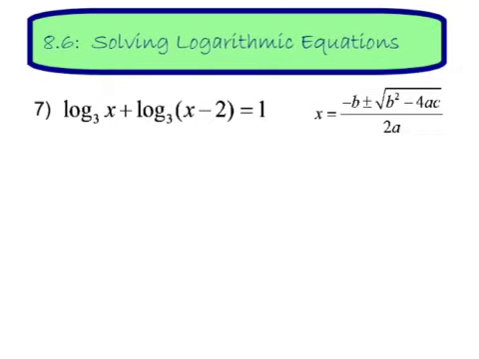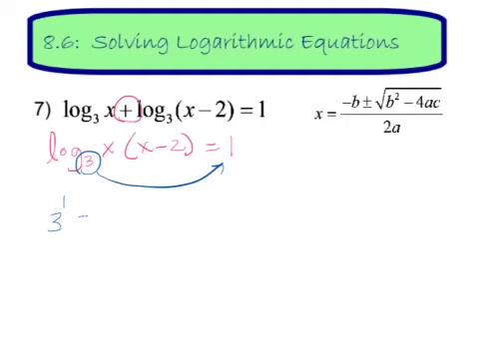And here we have one last example involving the same concept. We're going to condense into one logarithm, log base 3 of x times x minus 2 equals 1. And once we have it down to one logarithm, we want to write it into exponential form. So 3 to the 1 power equals x times x minus 2. 3 equals x squared minus 2x, and I have an x squared, so that tells me it's a quadratic.